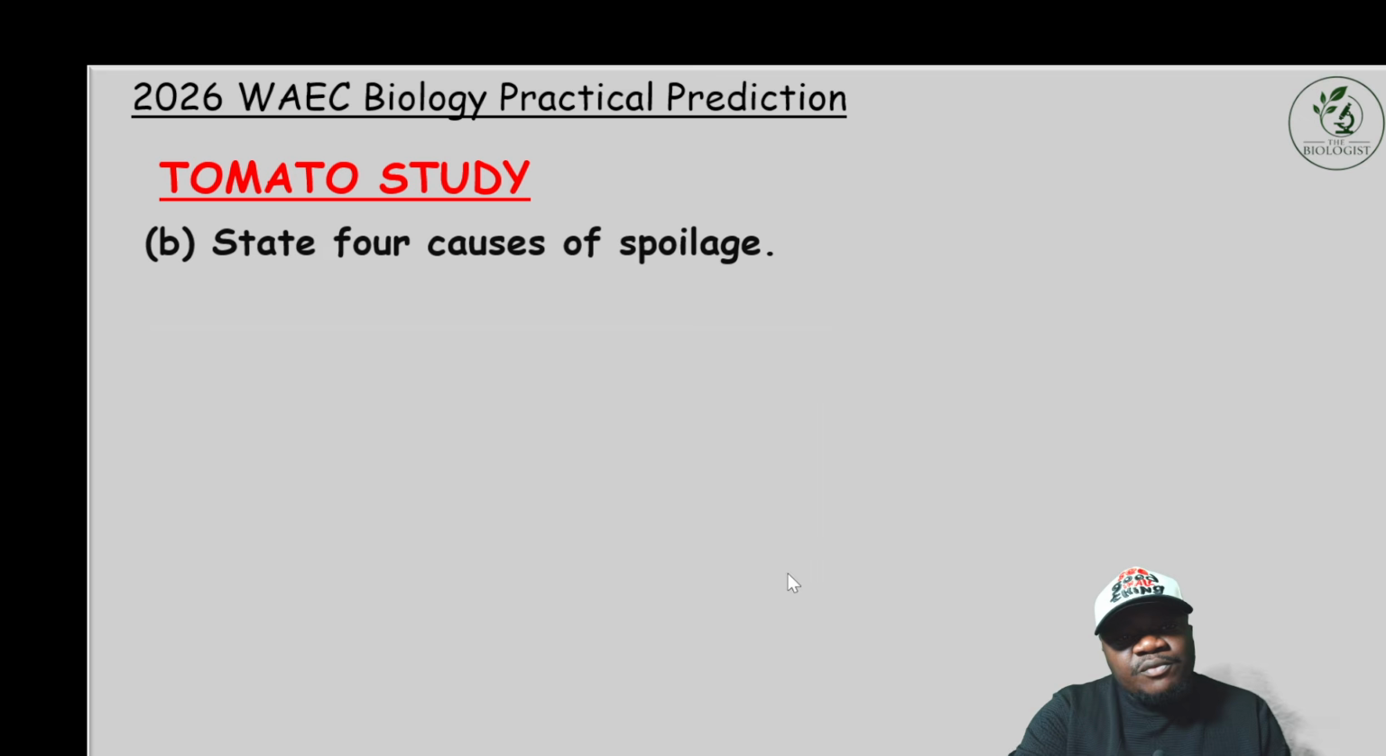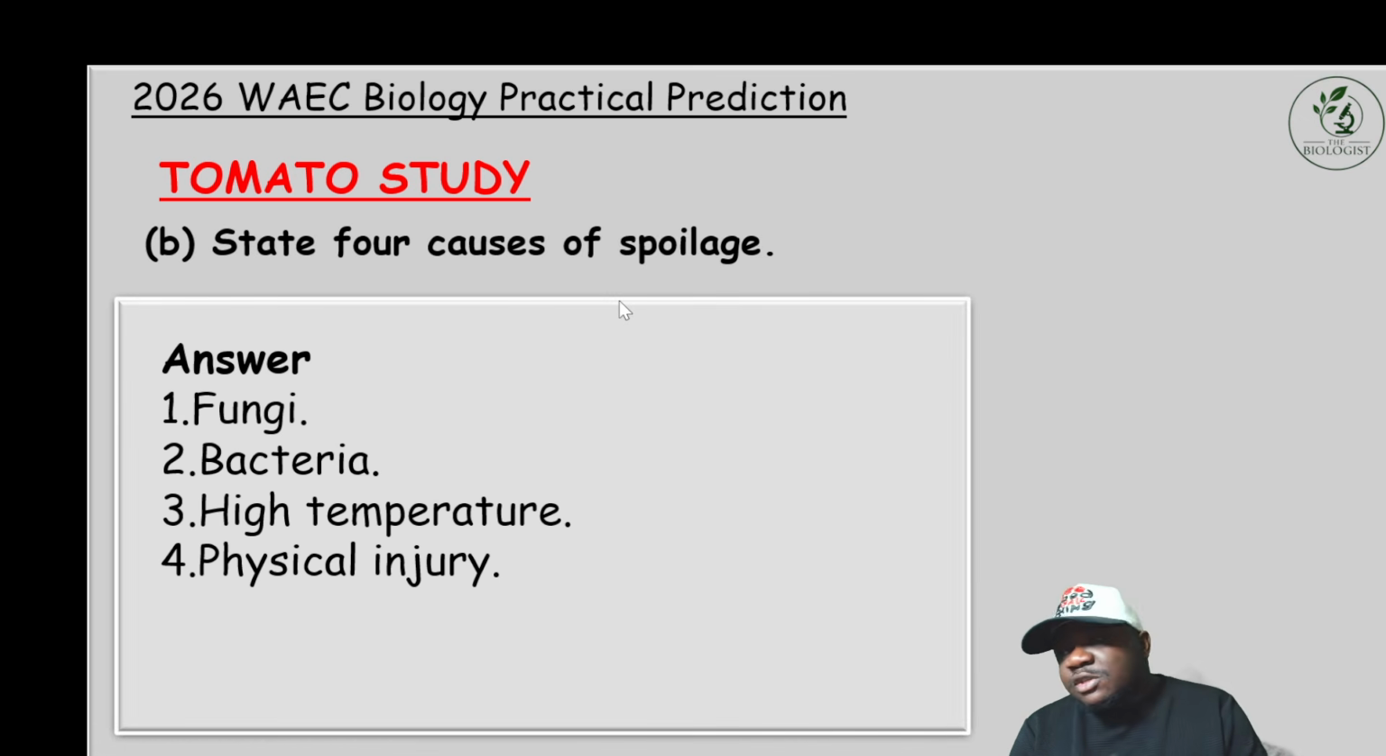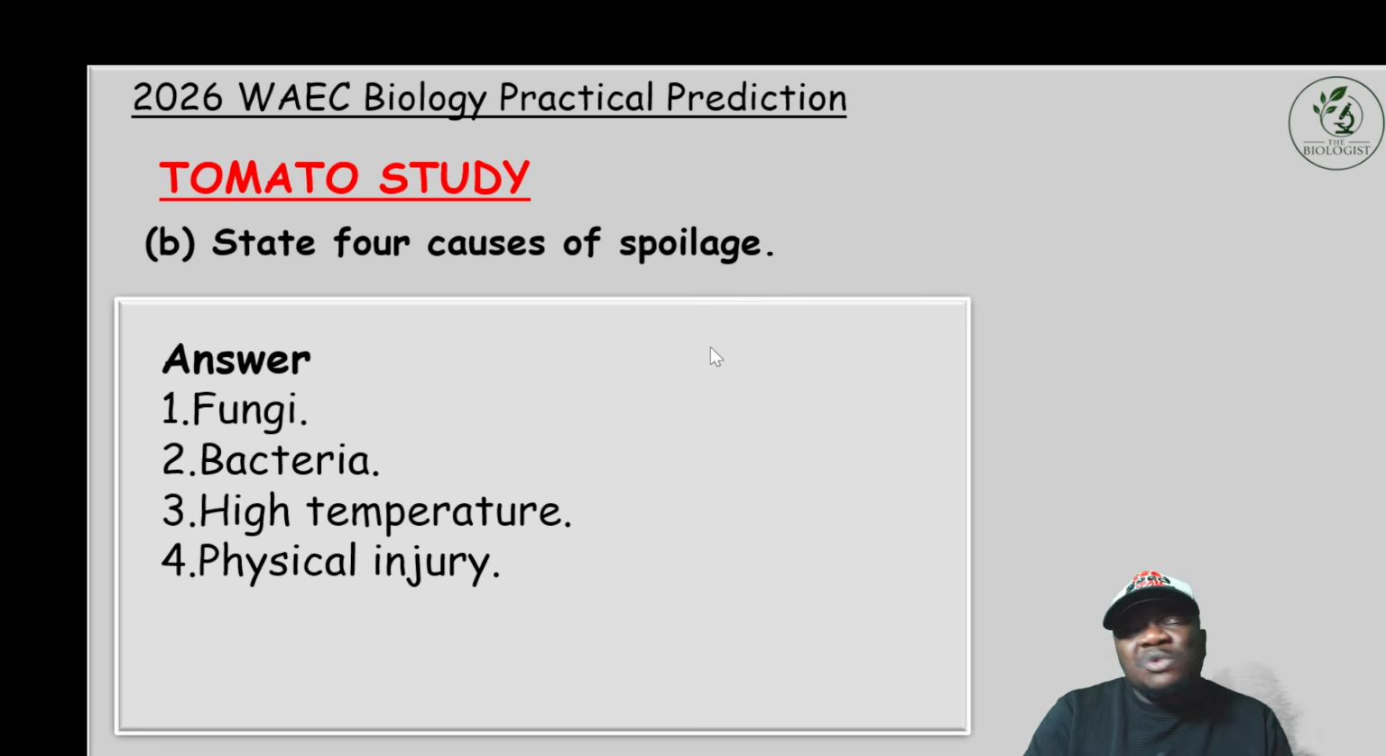Okay, so state four causes of spoilage. It's very important: fungi, bacteria, high temperature, and physical injury. If something pierces the tomatoes, what happens? They become exposed to bacteria and fungi, which can come inside and cause infection. This is one thing you need to understand. They won't ask you to give the name of the fungi that cause this infection, but you need to know that the causative organism is a fungus.